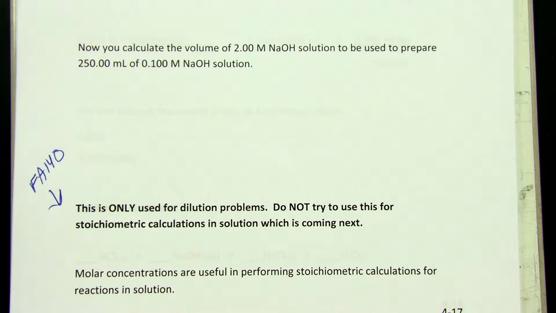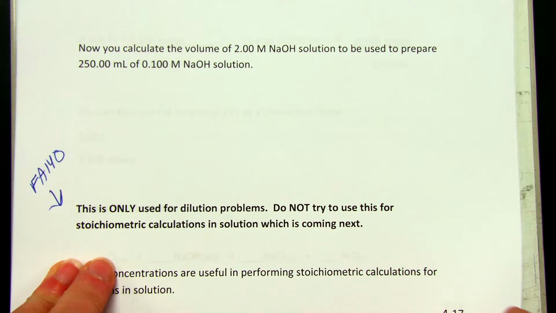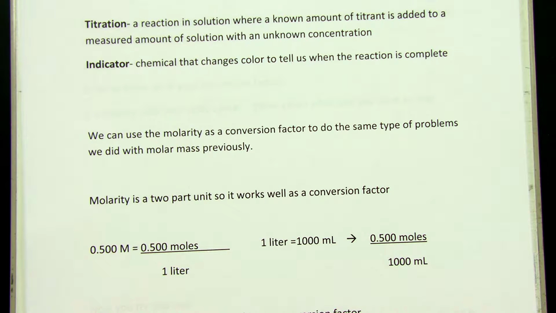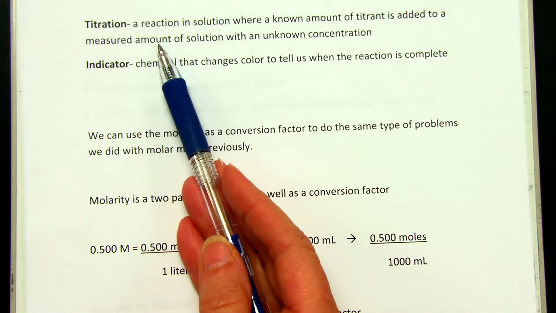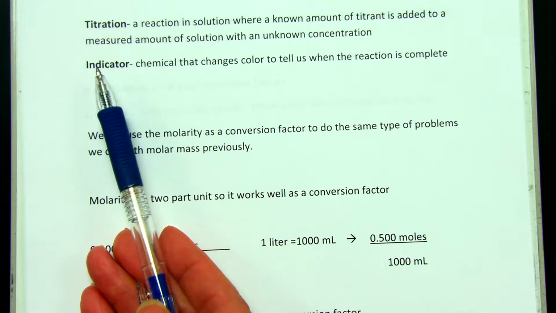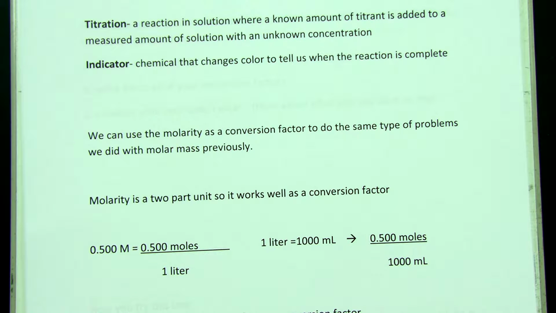So molar concentrations are also useful in performing stoichiometric calculations for reactions in solution. And the solution reactions are usually titrations. This is what we did in lab last week. We have a reaction in solution. We have a known amount of titrant. That was the sodium hydroxide we measured out of the burette. We added it to a measured amount of solution that had an unknown concentration. That was our vinegar. And we used phenolphthalein as our indicator to change color to tell us when the reaction was done. And this works because phenolphthalein has a different color at different pH settings.